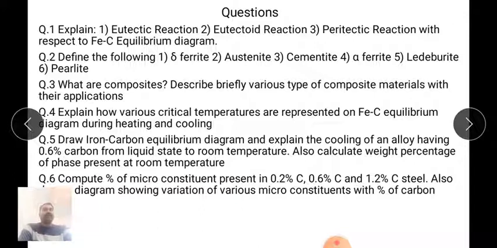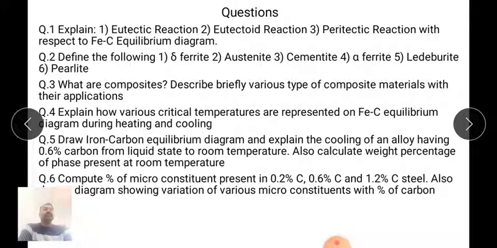Then ACM. The lower critical temperature is what? A2, and ACM will be the upper critical temperature, and A4 will be the formation of the delta ferrite.